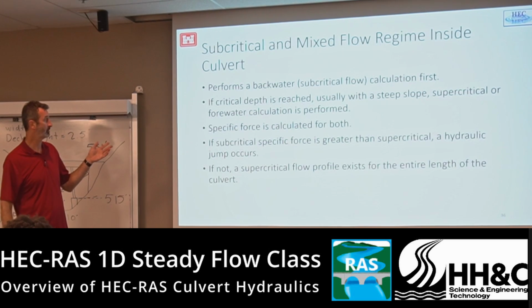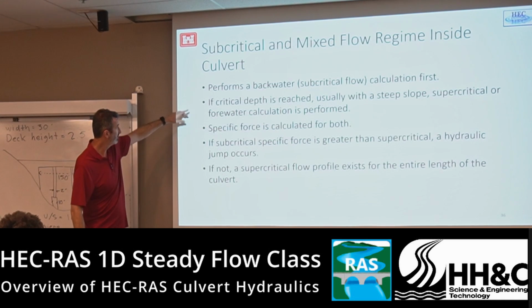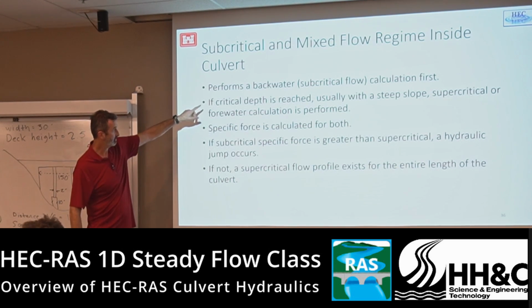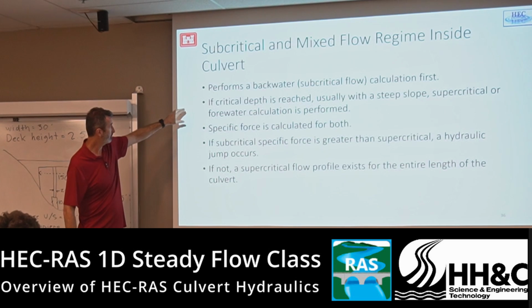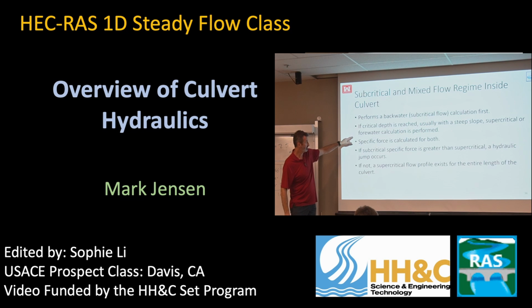We can do mixed flow, meaning that there could be a supercritical flow through. And what we do here, in this little list of steps, is perform a subcritical backwater first. If you find critical depth is reached or you're near it, then we'll do a supercritical pass through. We compute specific force at each location, and then we take the higher of the two. Okay, so this is what we do inside culverts, and this is also exactly what we do for cross-sections. If you have a series of cross-sections and some of them go supercritical and some of them are subcritical, this is exactly the same procedure. Not by accident, it's a good procedure.